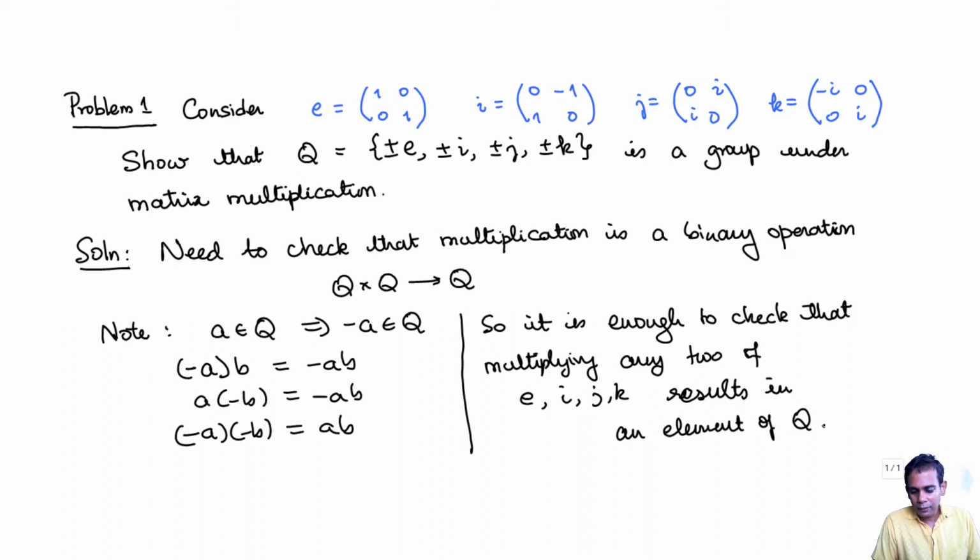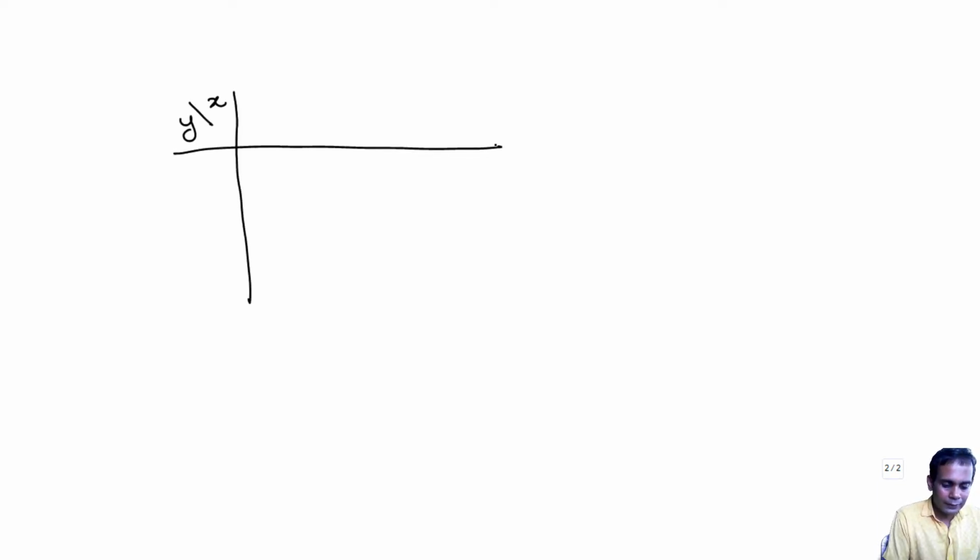Because if you take the negative of any of these and multiply it with possibly the negative of another of these, you will still get at most an element of Q or the negative of an element of Q. So let's just look at these elements and figure out what their products are. So we'll make a little table here. We'll have X and Y, and we'll make a table of X times Y. And what can X and Y be? E, I, J, K, E, I, J, K.